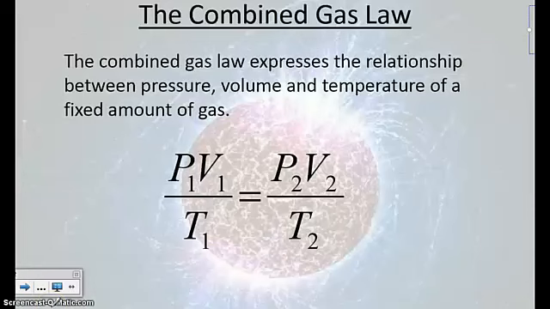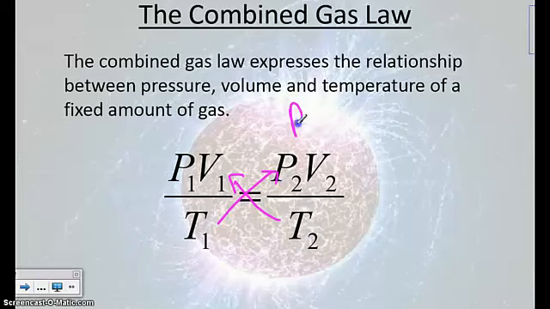In this podcast, we're going to talk about the combined gas law. The combined gas law expresses the relationship between pressure, volume, and temperature on a fixed amount of gas. The combined gas law is the one I prefer to use actually all the time. I like to use it in linear form, so I cross multiply the T's up so that everything is linear.